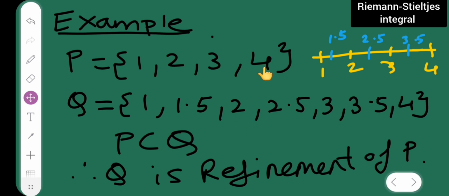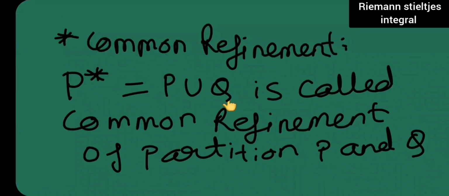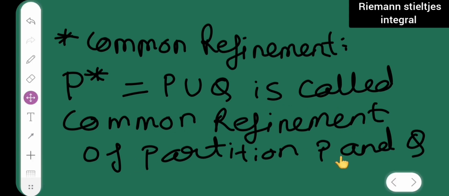Now we will see what is the common refinement. Let us see what is the common refinement. P star is equal to P union Q. Now this P union Q is called a common refinement of partitions P and Q. Now with the help of an example, I will explain what it is exactly. P union Q will be the refinement of both P and Q.